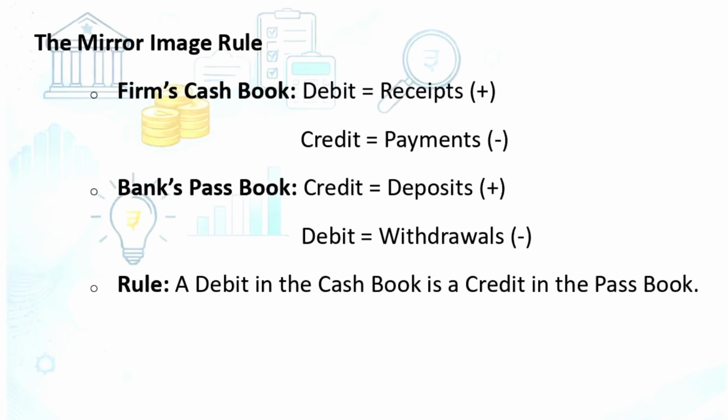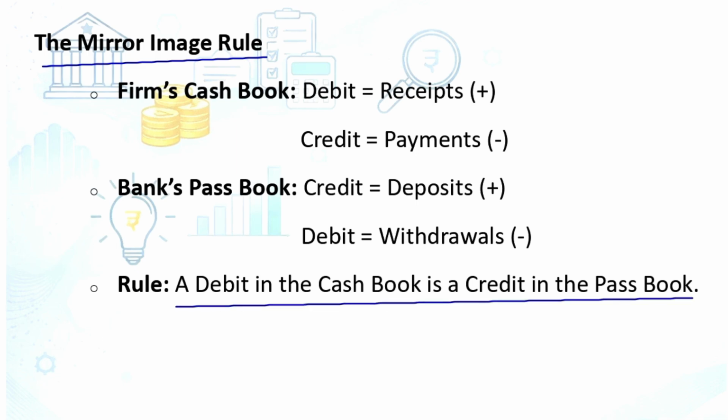Okay, mirror image rule of bank reconciliation statement. A debit in cash book is a credit in passbook. Now let's assume you are a customer and you deposit some amount in your bank account. Then in the passbook entry it is showing credited, and the rule is reversed in the firm account. Okay, in the firm cash book that is minus.